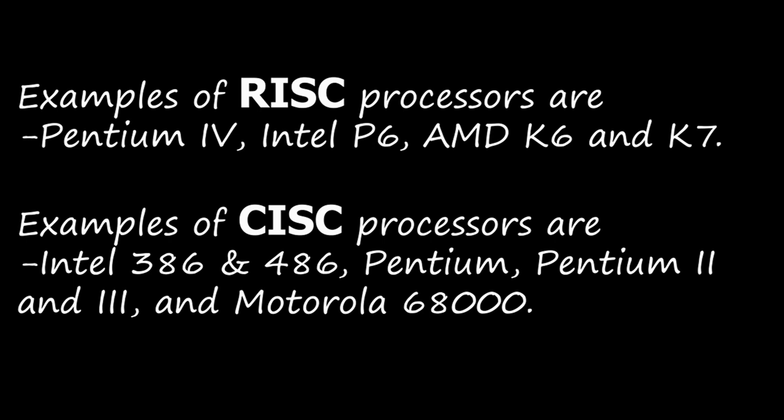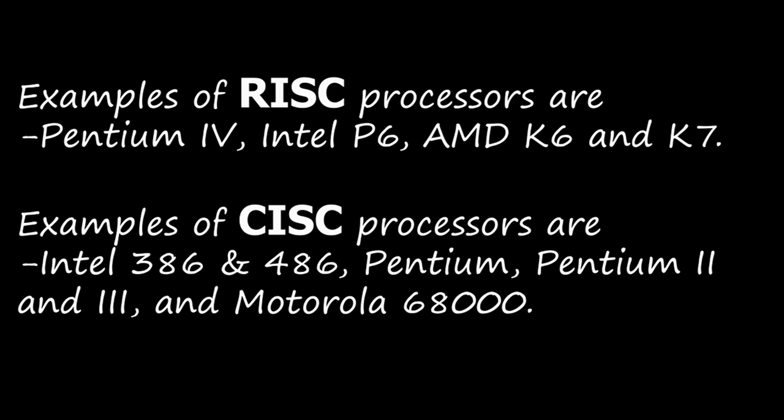For RISC, from the word itself you can write the definition: reduced instruction set computers means a small set of highly optimized instructions. The examples of RISC processors are Pentium 4, Intel P6, AMD K6 and K7. Underline these lines in your book, and this may come for 1 or 2 marks. Study RISC and CISC clearly and underline the words in your book.